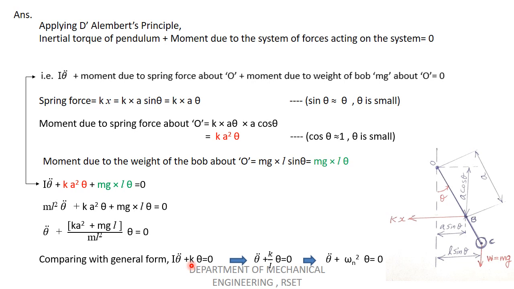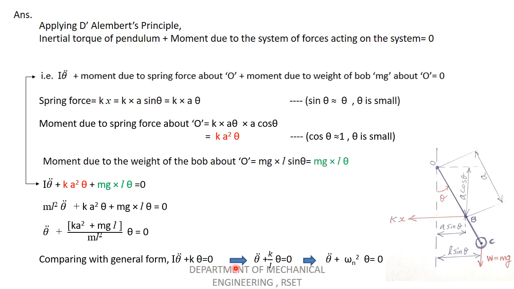The other one is mx double dot plus kx equal to 0. Mx double dot is the inertia force due to linear motion, plus the net force acting on the system, that is kx. If there is only a spring, then there is the spring force. So mx double dot plus kx equal to 0. That is the equation for longitudinal vibration. For our case, it is transverse vibration. So we take the rate of change of angular momentum equal to the net torque acting on the system. Or in other words, the inertial torque plus the net moment due to other forces will be equal to 0. So I theta double dot plus k theta is equal to 0. That is the general form for transverse vibrations.